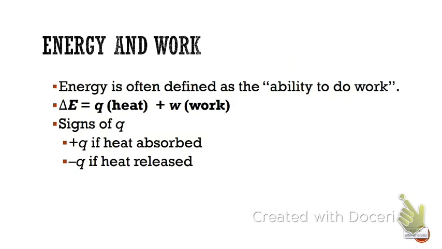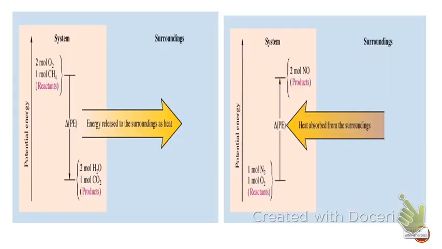All right, energy and work. Energy we, of course, define as the ability to do work. Here's our equation. Delta E is equal to Q plus W, heat plus work. If heat is being absorbed, Q is positive. If heat is being released, Q is negative. And here is an example of going in or out of the system. If energy is released to the surroundings as heat, Q is negative in this case. Q is positive in this case, being absorbed from the surroundings into the system.